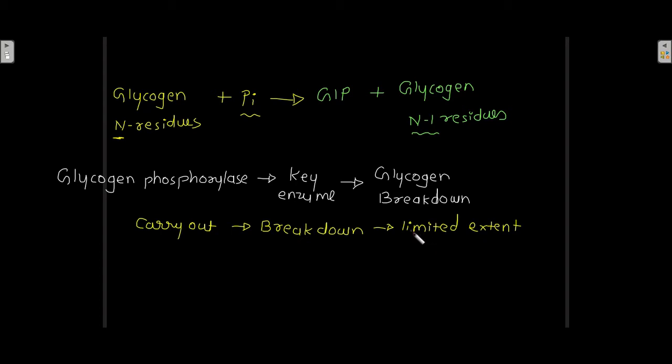Now why is that? Because alpha-1,6 glycosidic bonds are present at the branching points, and these bonds are not broken by glycogen phosphorylase. So if your glycogen doesn't have alpha-1,6 glycosidic bonds, that is, it doesn't have branches in it, then it can be completely broken down by glycogen phosphorylase. But if there is a branching in your glycogen molecule, then this glycogen phosphorylase alone is not able to completely break down your branched glycogen molecule.